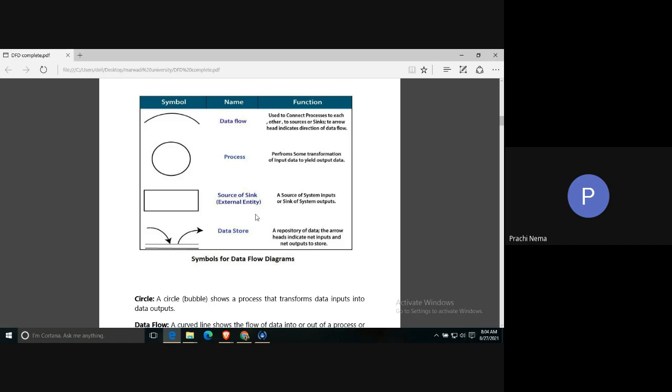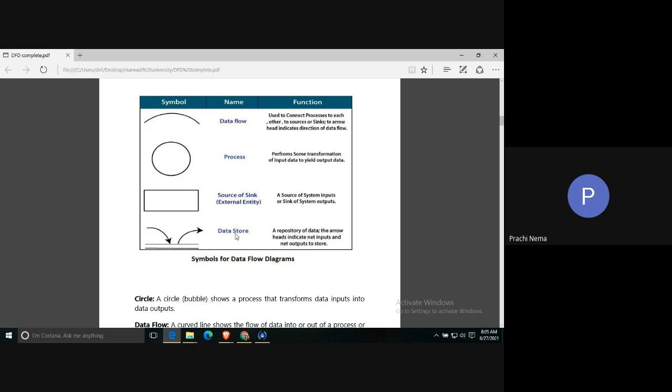Or it can represent an entity. What is an entity? Entity you might have studied in ER diagram, entity relationship diagram. Entity is something which is part of your system, which is involved with the system. Like they can be people, there can be other subsystems. So all those are going to be your entity. So whether it be entity, whether it be source, whether it be sink, all are going to be represented using this rectangle.